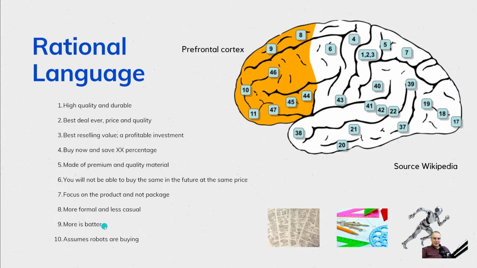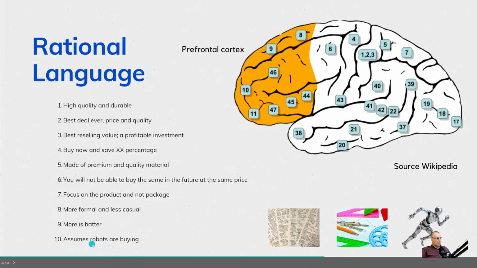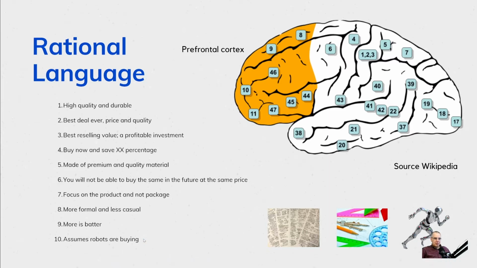And here, more is better. So if the user manual is 100 pages, this means, wow, I mean, the guys put a lot of efforts into this product. So here it assumes robots are buying, not a human. Why? Because, give people a perfect story and they will buy. Tell them this is great price, great product, best specifications, etc., they will buy.